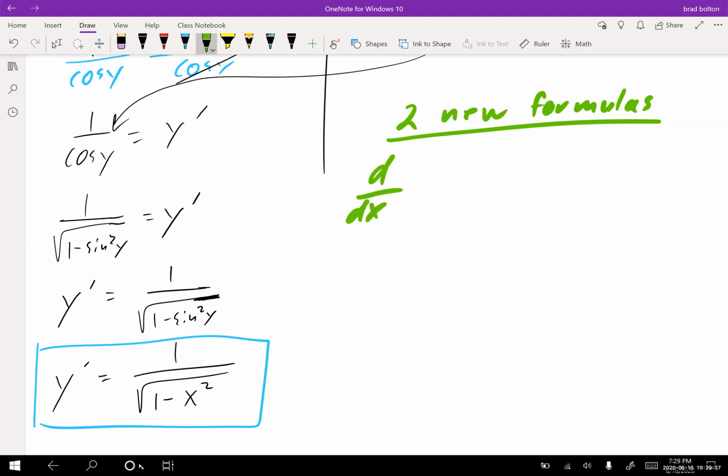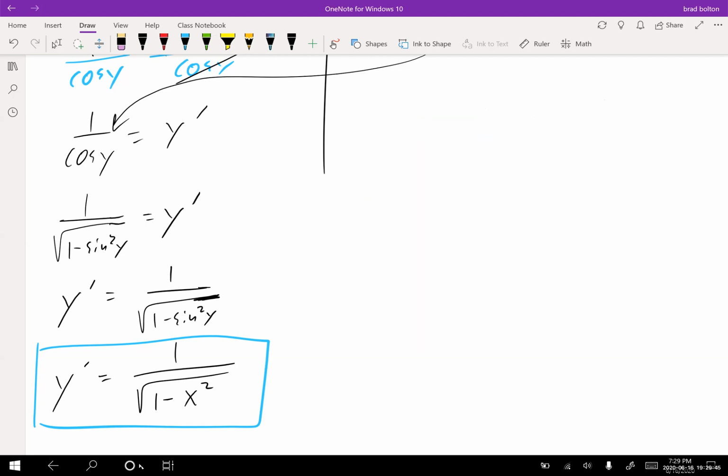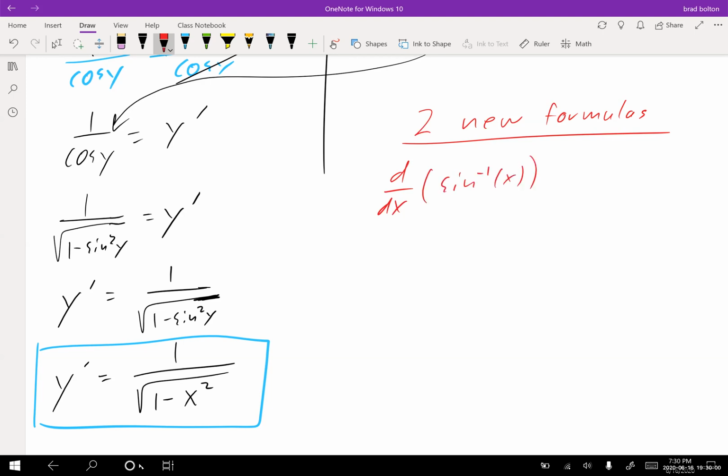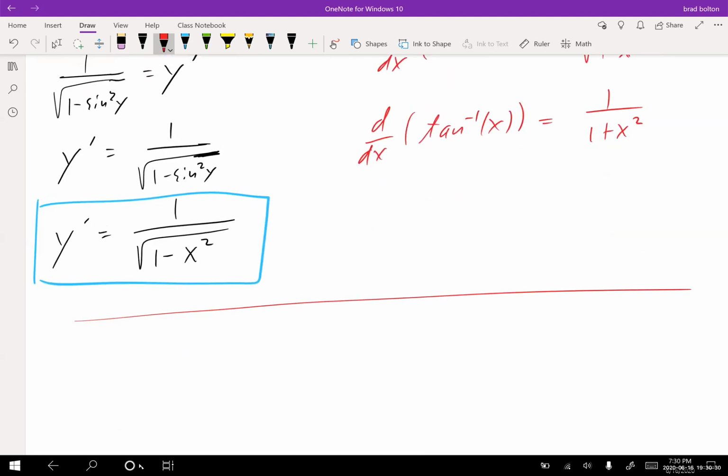So we have d dx sine inverse. You know what? I don't like this green. Let's use some red. 2 new formulas. Okay, so we have d dx of the sine inverse of x, and that's now going to become 1 over the square root of 1 minus x squared, okay? And then when we're trying to find the derivative of tan inverse or arctan of x, that's going to be 1 over 1 plus x squared, okay? So this is how we can deal with the inverse formulas. These will be the 2 main ones I focus on for you, okay? So that means, let me do this.